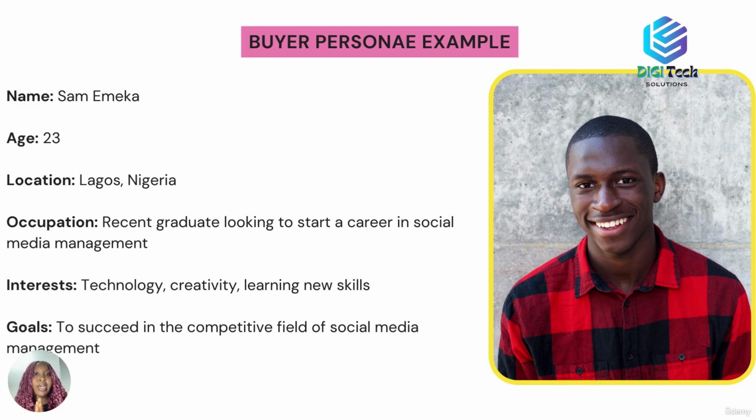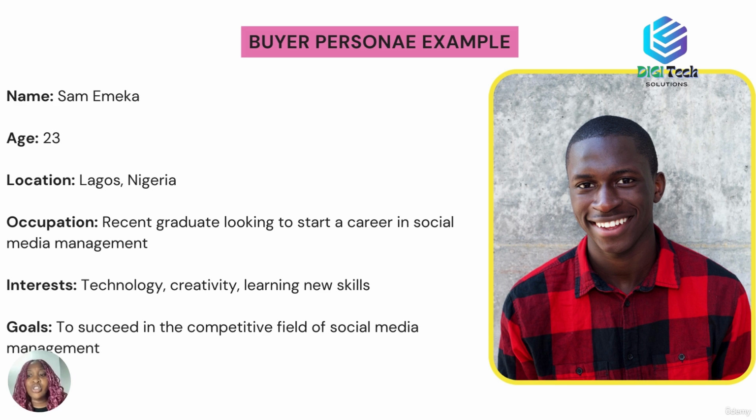So this is my ideal buyer persona, right? I just wrote this. So the name of my ideal buyer persona, you can just give him a name, Sam Emeka, and he's 23 years old. His location is Lagos, Nigeria. His occupation is a recent graduate looking to start a career in social media management. His interests are technology, creativity, learning new skills, and all of that, right? And then his goals. So he wants to succeed in the competitive field of social media management.